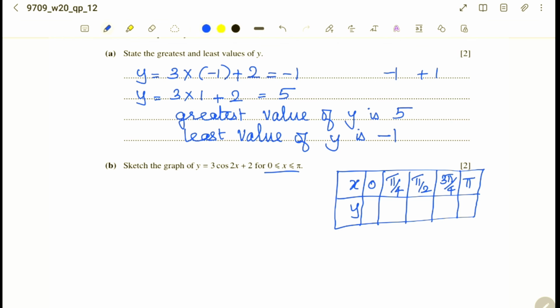When x is 0, cos 0 is 1, so 3 plus 2, you will get y value as 5. For pi over 4, you will get cos pi over 2, which is 0. So we'll get 2, negative 1, 2 and 5.